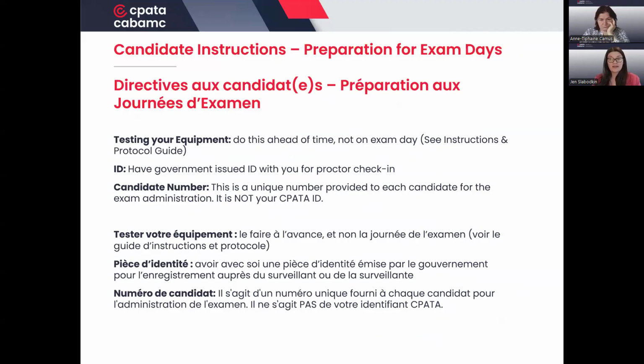For the candidate instructions for preparation for the exam days, you will need to make sure that you test your equipment ahead of time during the live proctor check-in. Make sure that you have a government-issued ID with you for your check-in and for the exam date, and that has to be a photo ID, and your candidate ID number. This is a unique number that's provided to each candidate for the specific exam administration. It's not your CPATA ID. And you will receive your candidate number on Friday, August 21st, when we send out the confirmations of registration.